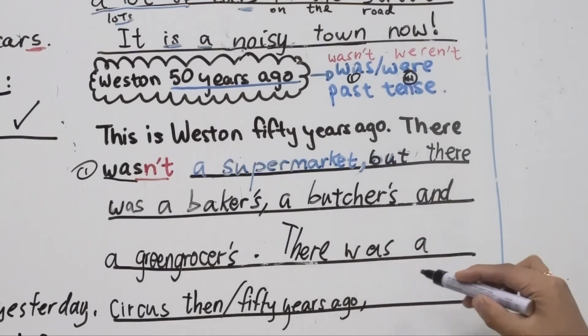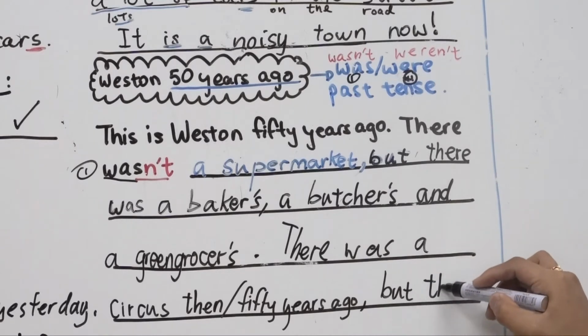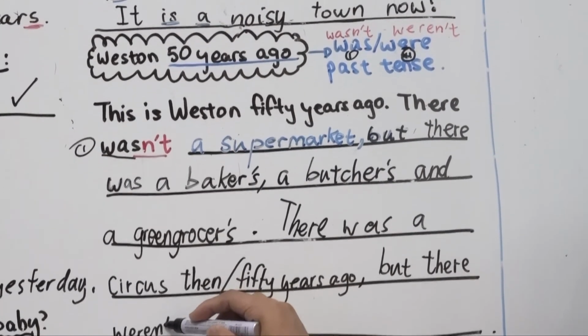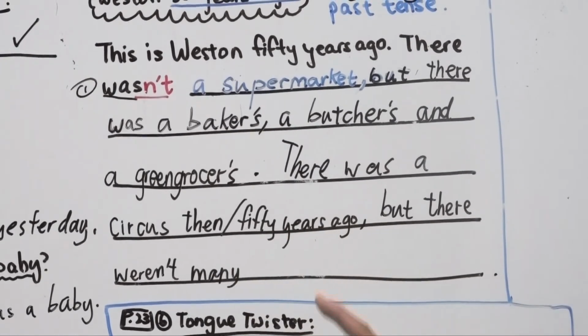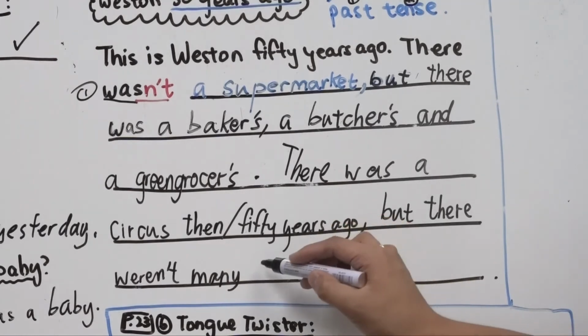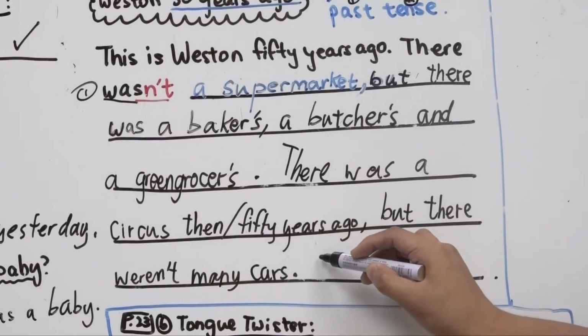And then comma, but there weren't many. What did they not have a lot of back then? They did not have a lot of cars, right? So, but there weren't many cars. Full stop.